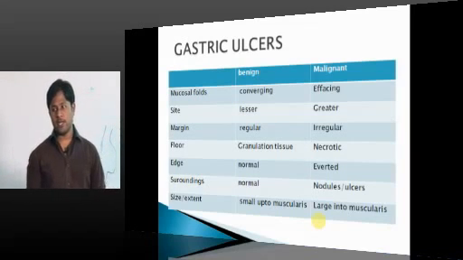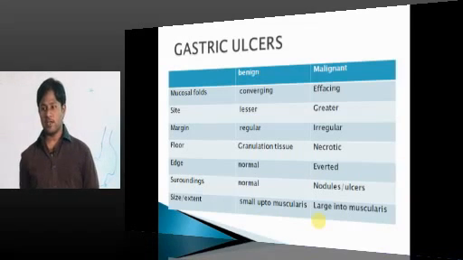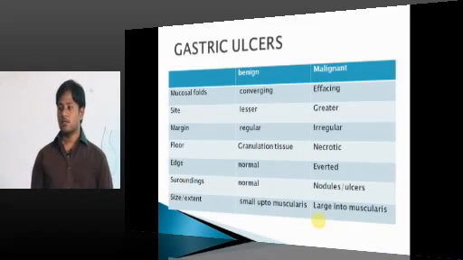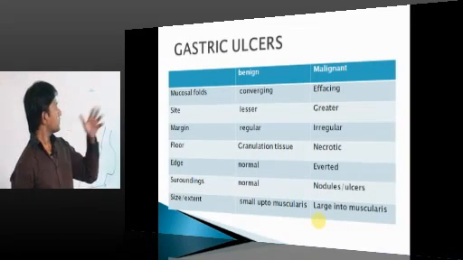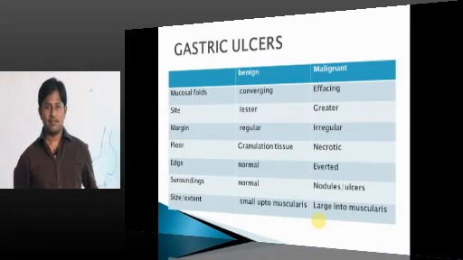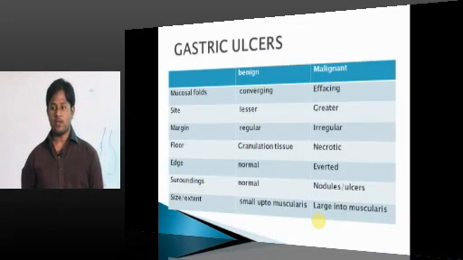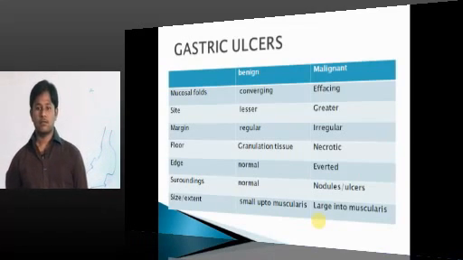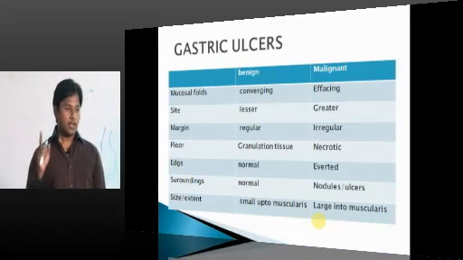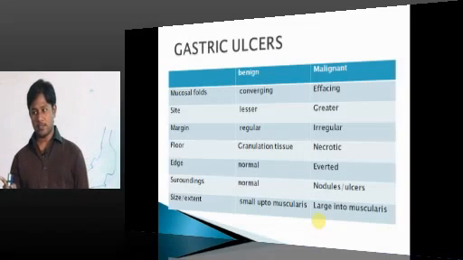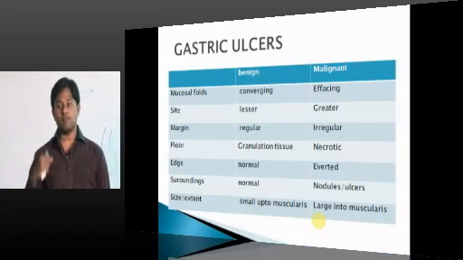What is the most common site for benign ulcer? Lesser curvature. What is the most common site for malignant ulcer? Lesser curvature. Okay. Remember, lesser curvature is the most common site. But the ulcers that are present on greater curvature are more likely to be malignant.